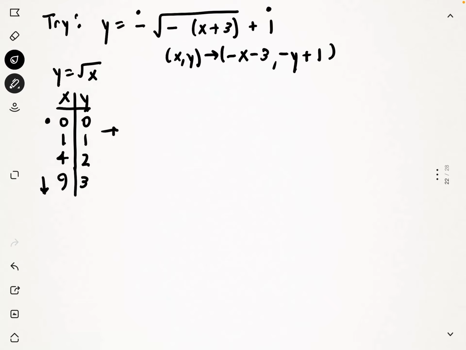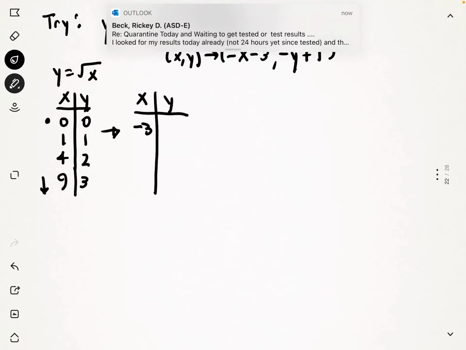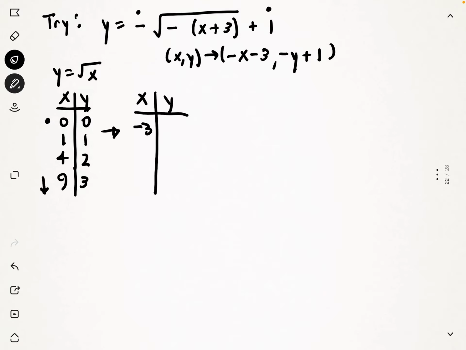So now what we do is we plug these points into the mapping notation to get our new table of values. And as we do that, you're going to wind up having these x values. And once again, negative 12, we may not get that on the graph. The y values are going to look something like this right here.